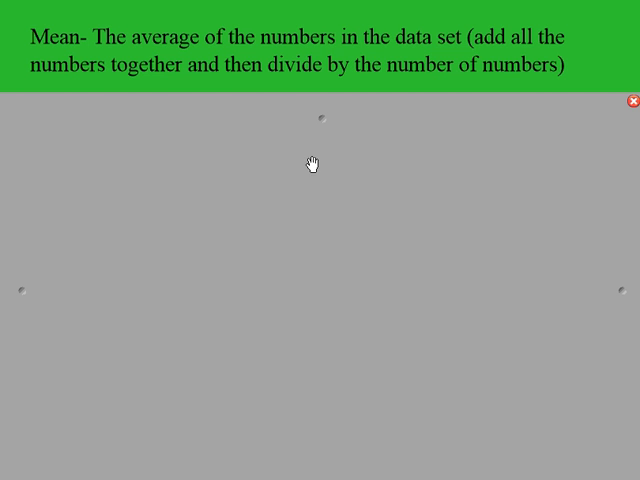So the mean is simply the average of the numbers in the data set, and to find this you add all the numbers together and then divide by the number of numbers. You actually need to count the number of numbers. There might be 4, 5, 10, whatever.